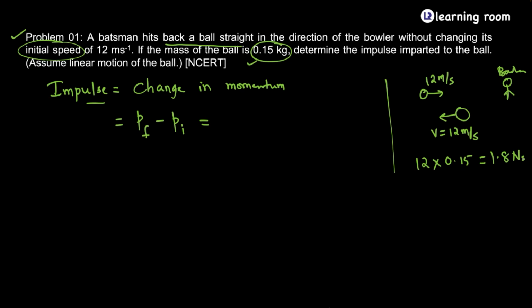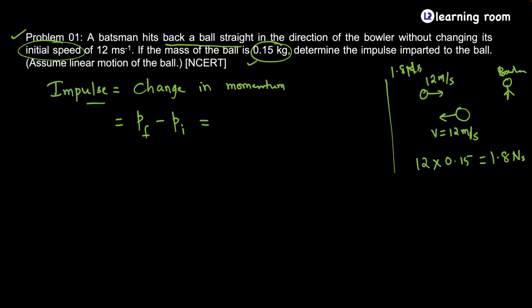What about the momentum here? This is also going to be 1.8 Newton second. Accepted. I'm going to apply the same formula M into V. So when I write final minus initial momentum, what will the answer come out as? 0, right? That is a common mistake we do. The answer is not 0 actually.